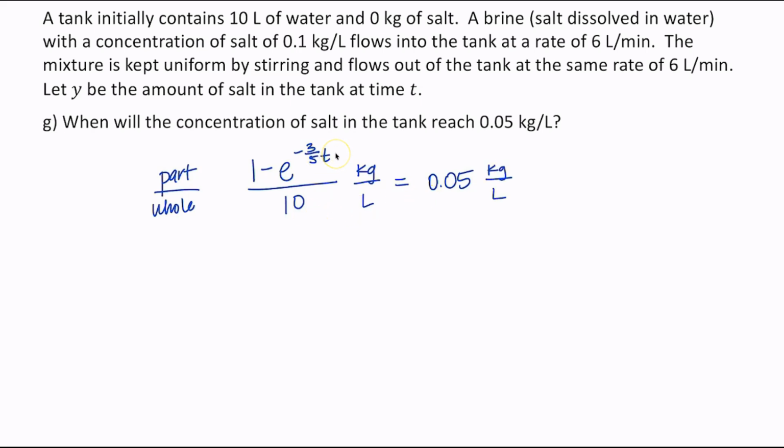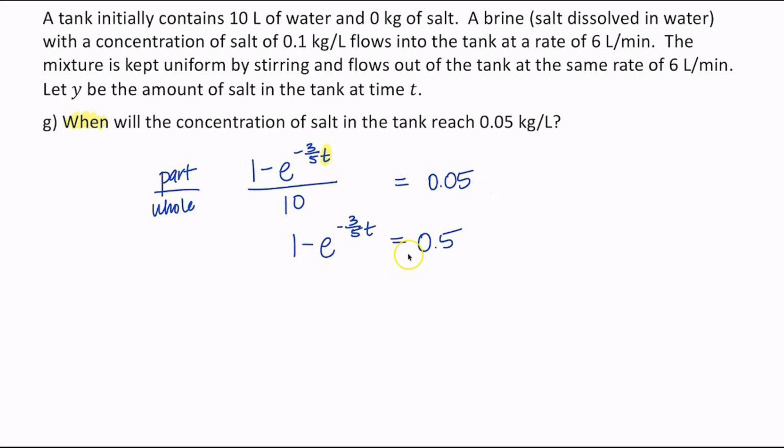So I'm solving for t, right? The question is asking me for a time. When is this going to happen? So I'm trying to solve this equation here. I'm going to go ahead and erase the units just to not complicate things in my solving process. So to solve for t, I'm going to multiply by 10. So I'm going to have 1 minus e to the negative 3/5 t is equal to 0.5. If I multiply by 10, I'm just going to move the decimal over.